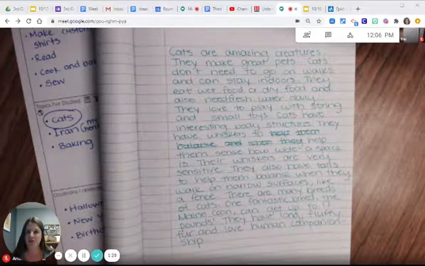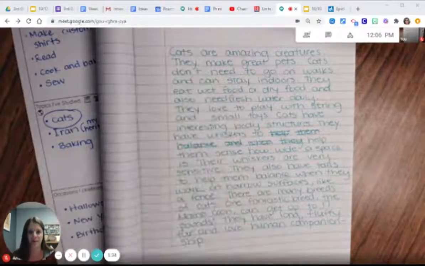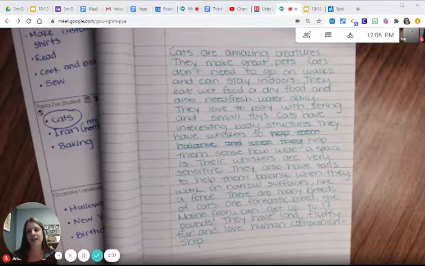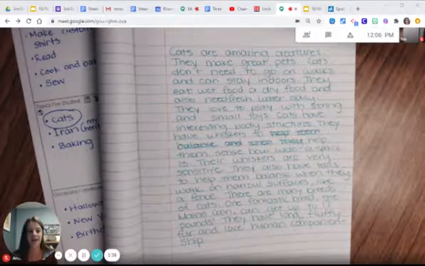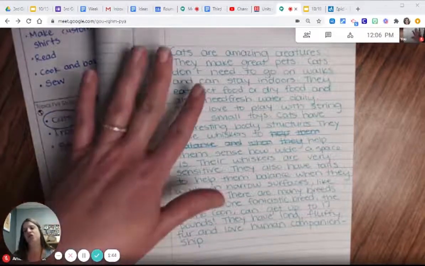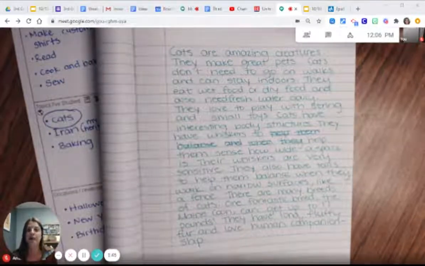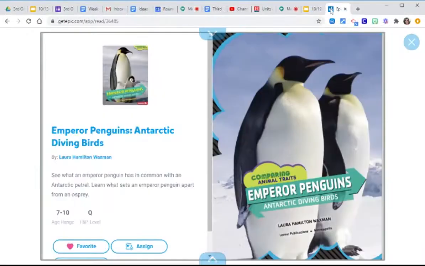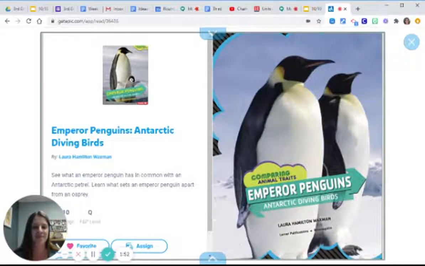So writers, do you notice I have my ideas, but I just kind of wrote it down as one big blob on my page. So I thought maybe we could look at a nonfiction text today, and you could help me think about how I want to organize my writing, since this is just kind of a brain dump of ideas. So I have our book here, Emperor Penguins.